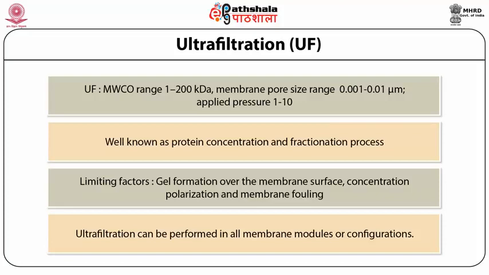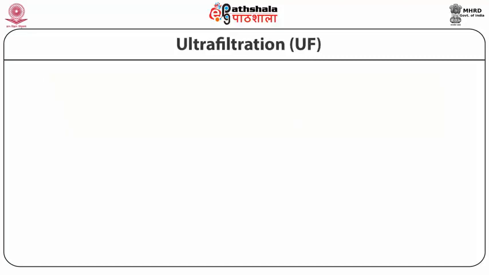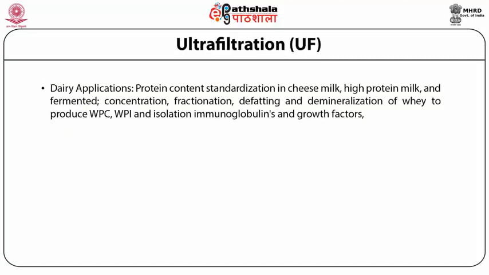Ultrafiltration can be performed in all modules or configurations. In the dairy industry, ultrafiltration is used for protein content standardization in cheese milk, high protein milk, and fermented products like dahi and curd or yogurt, chakka and shrikhand or kumis. During cheese making, UF is used for protein content adjustment and production of soft varieties of cheeses like cream cheese, quark and ricotta.